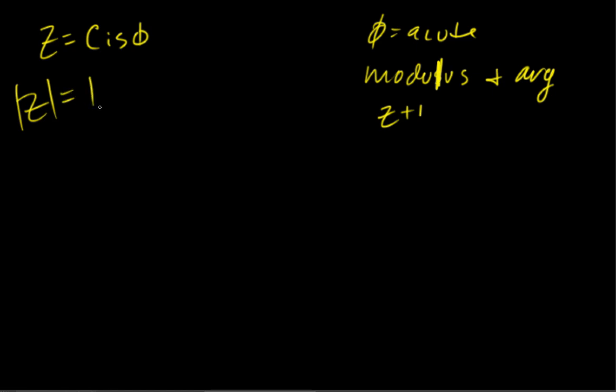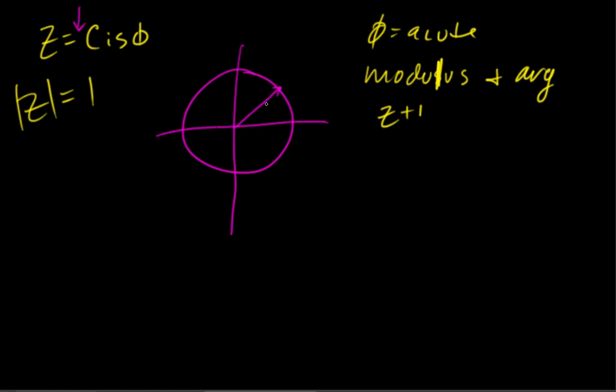Okay, so we know that the modulus of z is going to be 1 because there's a 1 implied right here. And so we're going to start thinking about it being on a unit circle. So this is our z, and we're going to call this O.